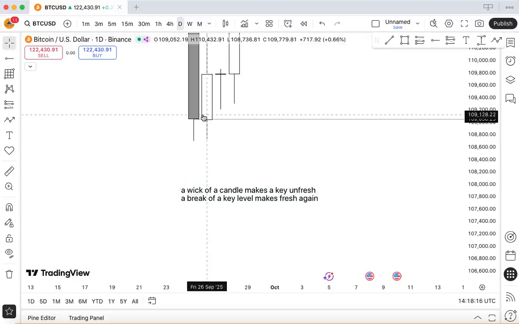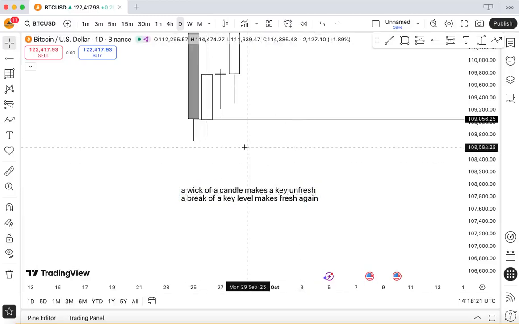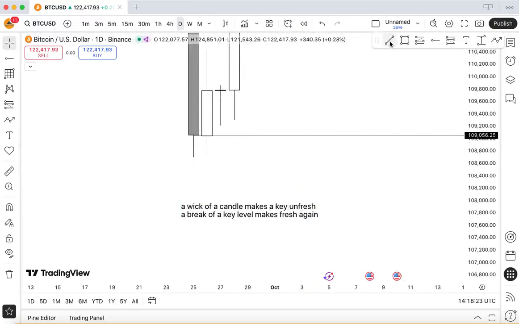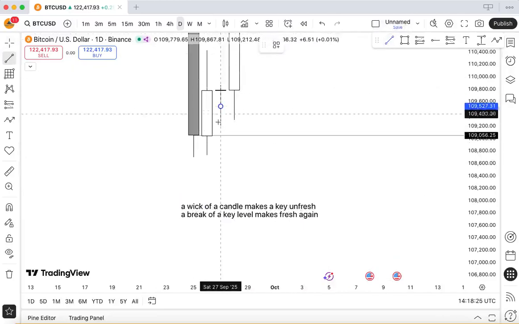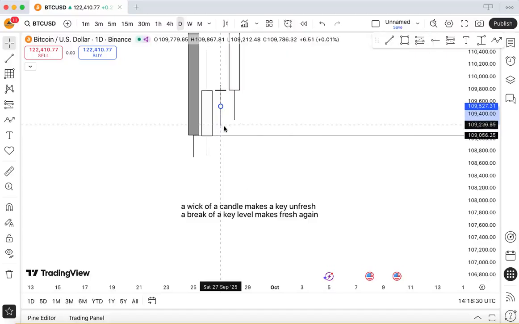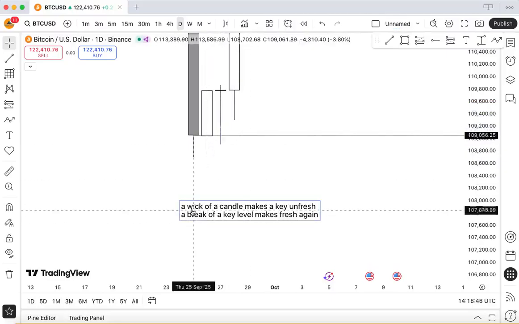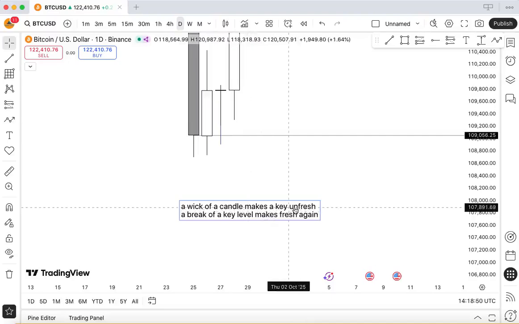Okay, is this fresh? Yes. Why? We are not having a wick of a candle tapping this level. Okay, let us assume this wick here tapped this key level. I'm saying a tap. Is this a tap? No, it is not. Is this a tap? Yes, it is. Is this a tap? Yes, it is. As long as it reaches this level here. Bro, is this fresh? No, it is not. Why? A wick of a candle makes a key level unfresh.